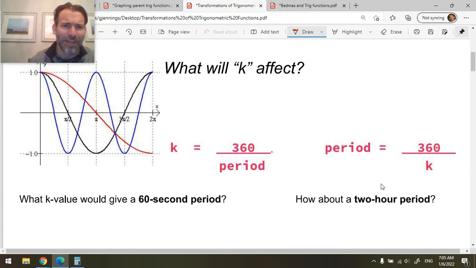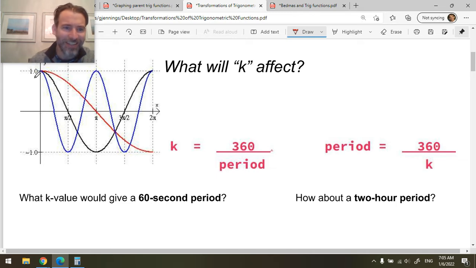Okay, K, on the other hand, that's a little trickier, right? This is in radians, but just remember this is a cosine graph, the blue one. Oh wait, the black one is the parent cosine, and this is 180 degrees. This is 360. Okay, this is 180. And this is 90.